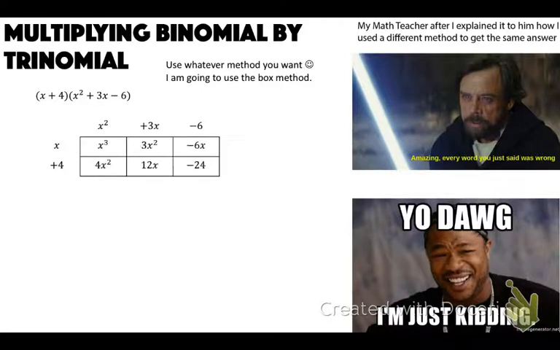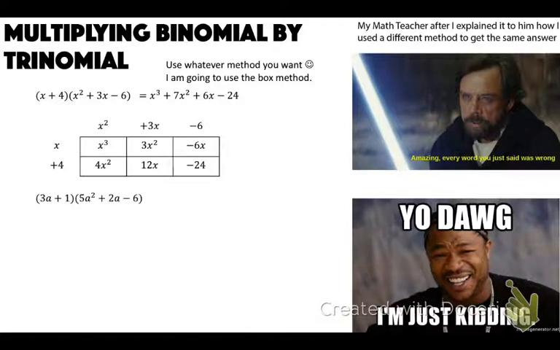So x times x squared is x cubed. x times 3x is 3x squared. x times negative 6 is negative 6x. 4 times x squared is 4x squared. 12x, negative 24. And then just combine like terms. Pretty easy. You've done this before.